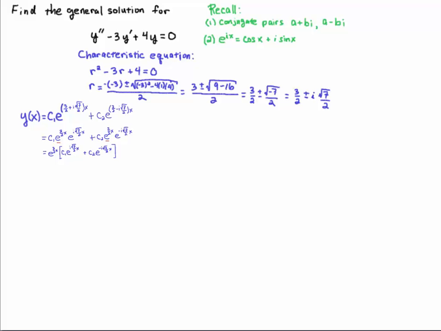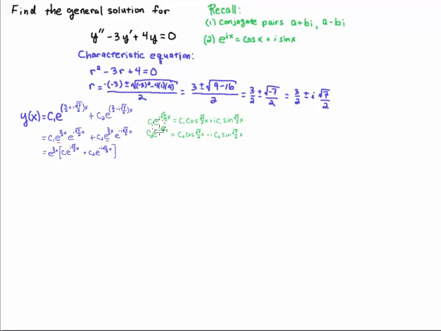And once again, we could leave our solution this way. We're not going to do that though. We're going to simplify the stuff inside these brackets here. So what I'm going to do is write each of these terms here on the right hand side using Euler's formula. So c1 e to the i square root of 7 over 2 x expands out to c1 cos of that argument plus i c1 sine of that argument. And then similarly, c2 e to the minus i square root of 7 over 2 x is equal to c2 cos of that argument minus i c2 sine of that argument.